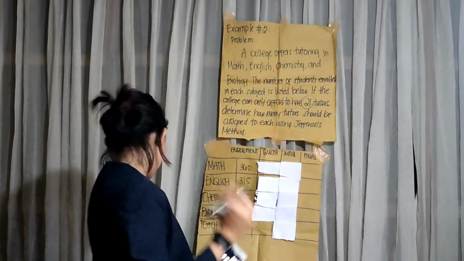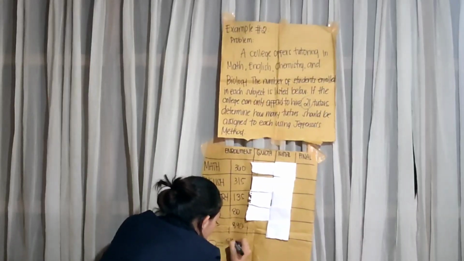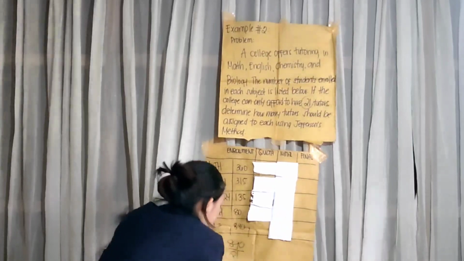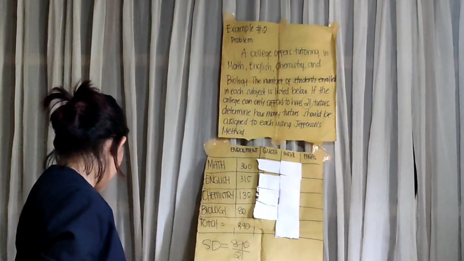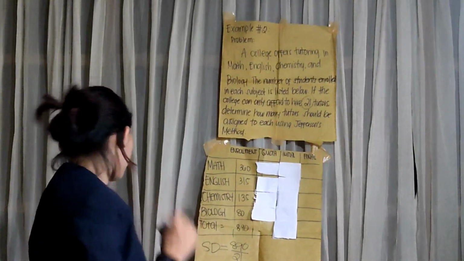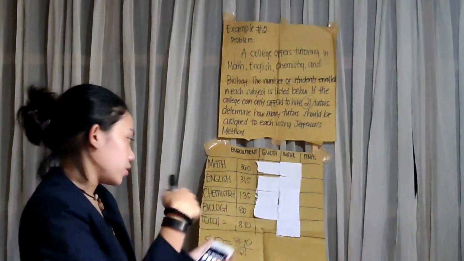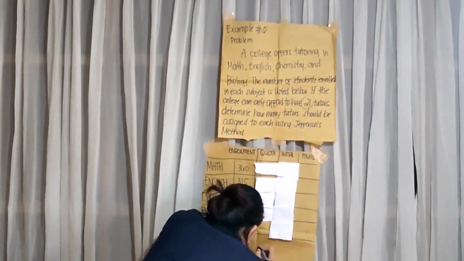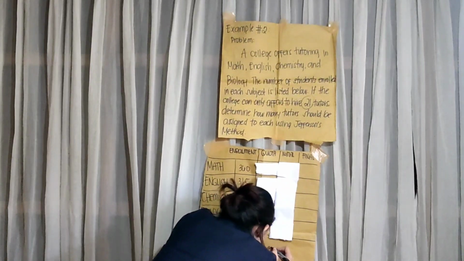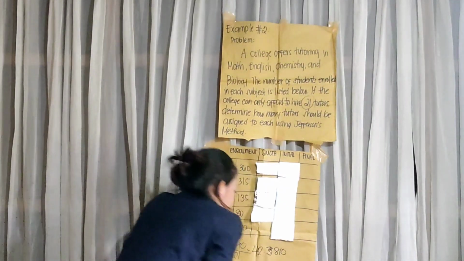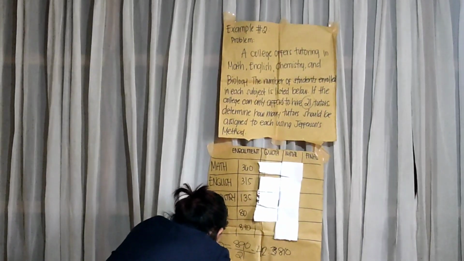To get our standard divisor, SD, we divide 890 by 21, because 21 is the given number in our problem. 890 divided by 21 is equal to 42.3810, in decimal form. That's our standard divisor.